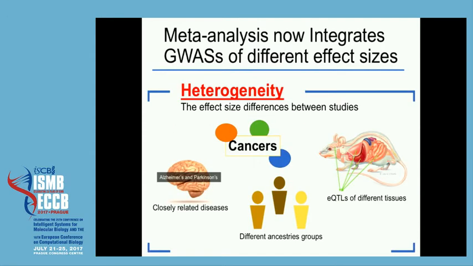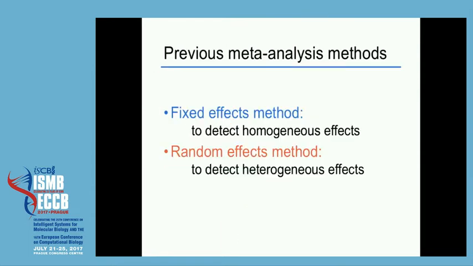The use of meta-analysis has been extended to integrate GWASes of different genetic backgrounds. For example, it can combine multiple studies of different closely related diseases, cancer types, different ancestry groups, and even eQTLs of different tissues. In these cases, a study does not share the same genetic background with other studies, and I want to define the term heterogeneity as the effect size differences between the studies. There are some previous meta-analysis methods, one of which is the fixed effect method to detect a homogeneous effect, and the other is the random effect method to detect a heterogeneous effect.